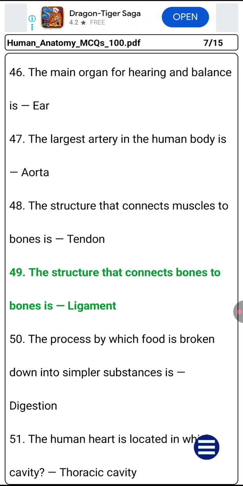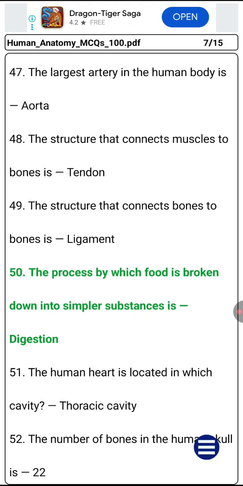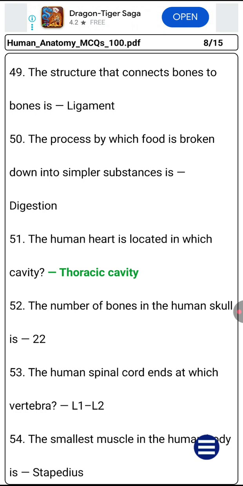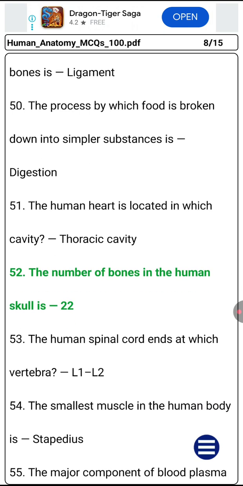49. The structure that connects bones to bones is ligament. 50. The process by which food is broken down into simpler substances is digestion. 51. The human heart is located in which cavity? Thoracic cavity. 52. The number of bones in the human skull is 22.